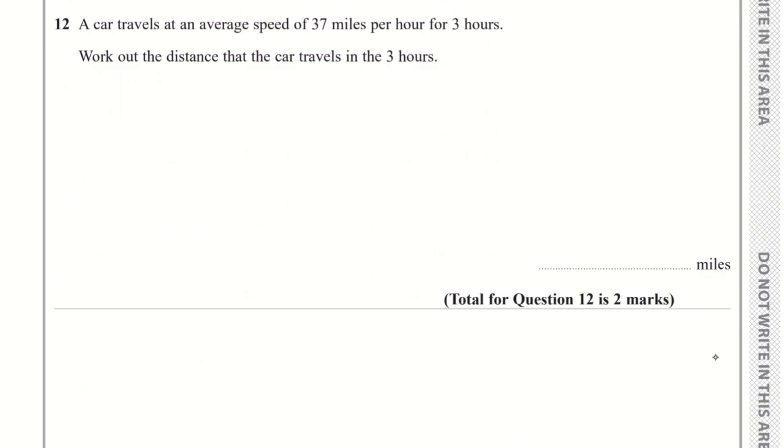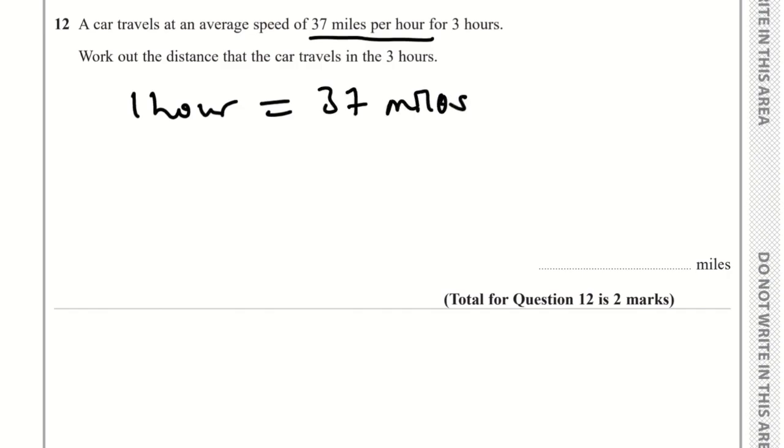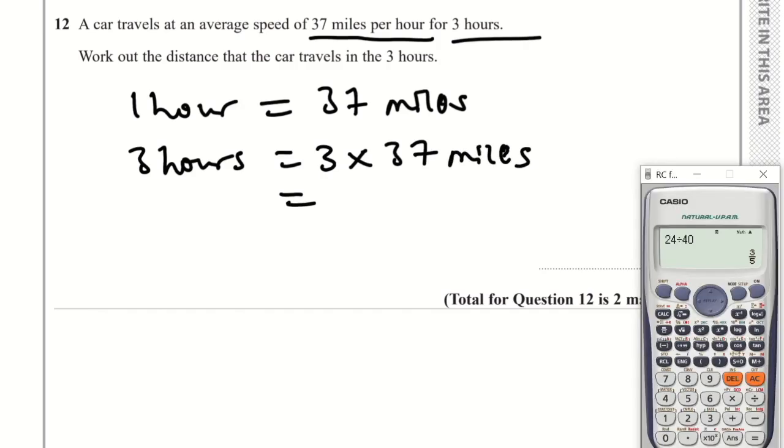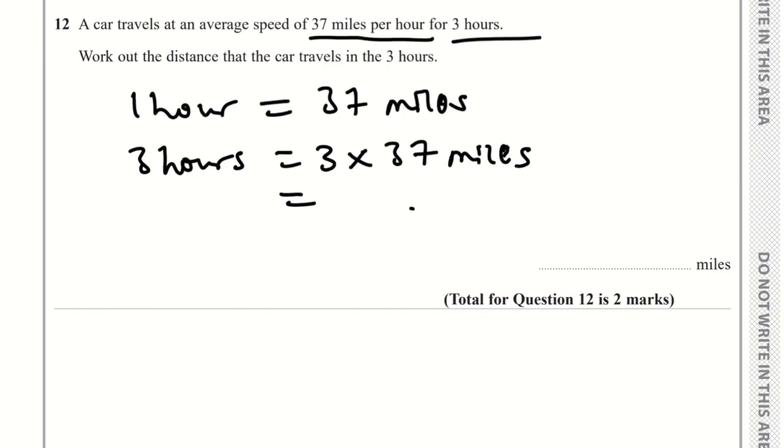Here we're told that the car traveled 37 miles per hour. So for 1 hour, the car traveled 37 miles. And for 3 hours, it's going to be 3 times 37 miles. So what's 3 times 37? Let's do that here. 3 times 37. We're using a calculator. This is what? 111. So 111 miles. So here I'm just going to write 111. And there you go.